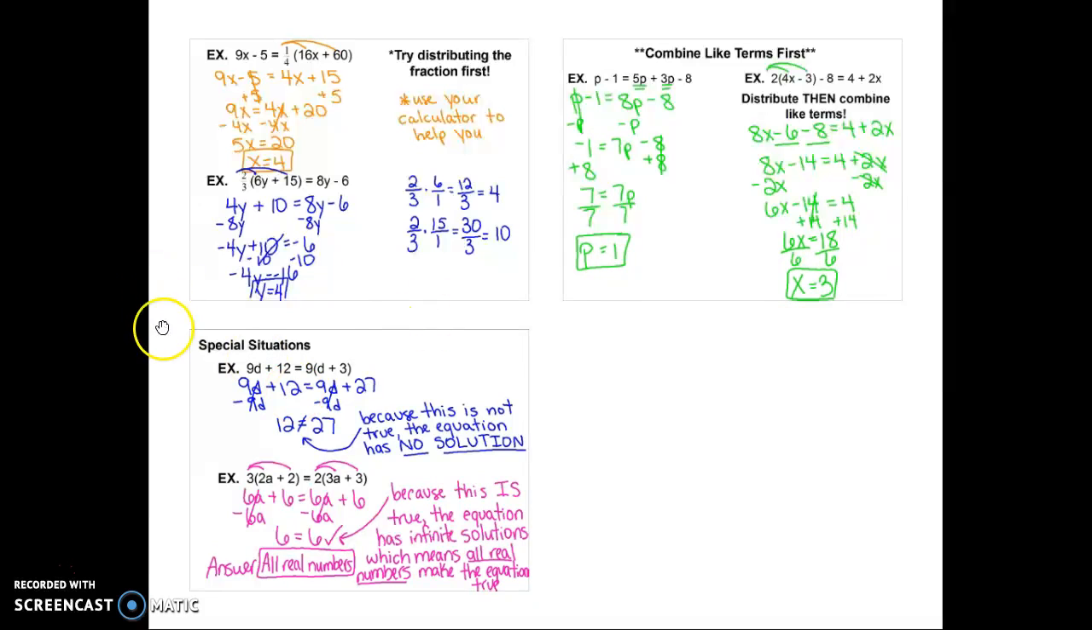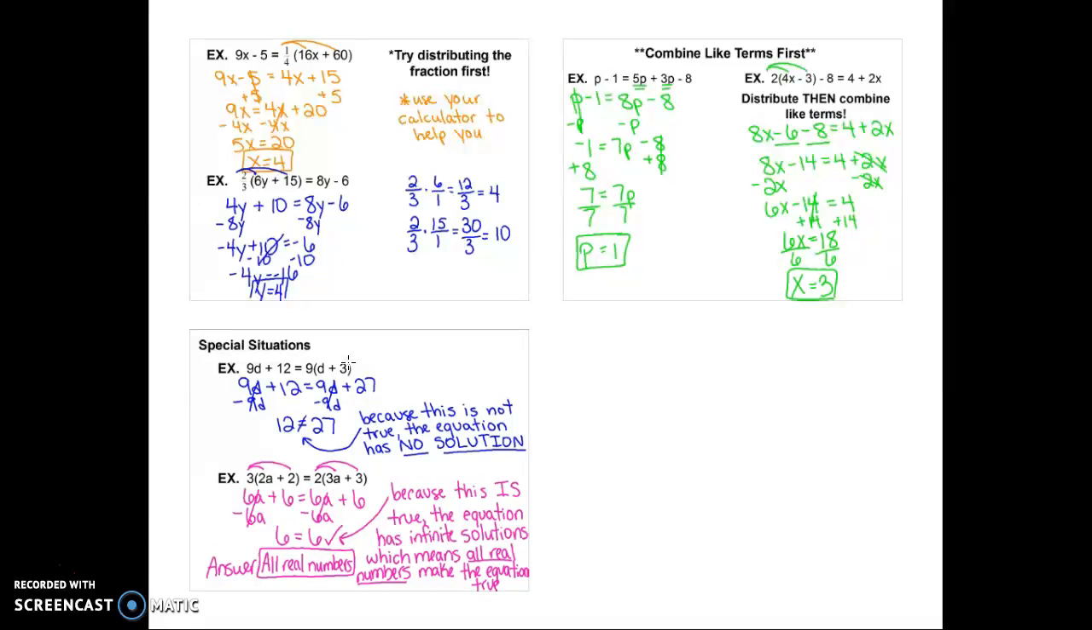Okay, 2 more examples, and these are what we call our special situations. They're only called that because of the type of answer that you're going to get. The work will be exactly the same as what we've done in all the previous examples. So in this first one, 9d plus 12 equals 9 parentheses d plus 3.